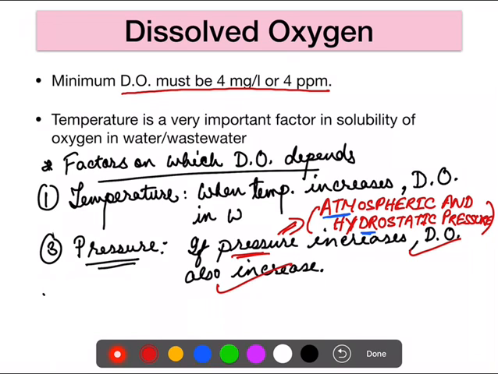And you can take an example. DO level at a lower altitude is always higher than DO at higher altitudes. So if you have two rivers, one flowing at a lower altitude and another flowing at a higher altitude, then the dissolved oxygen of the river flowing at the lower altitude will always be higher than the dissolved oxygen in the river flowing at the higher altitude.